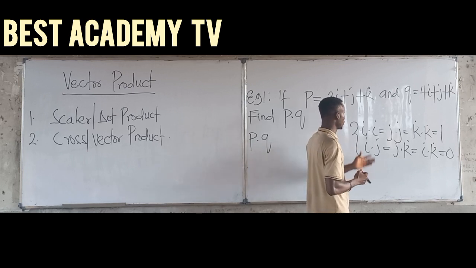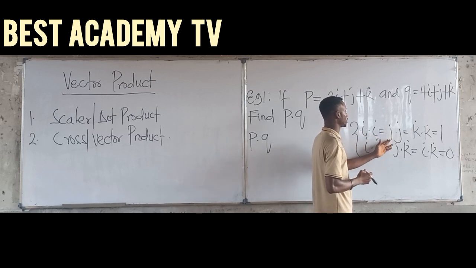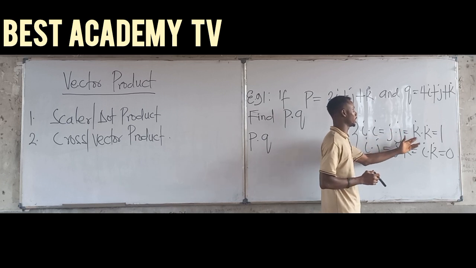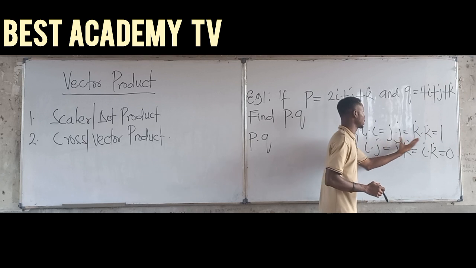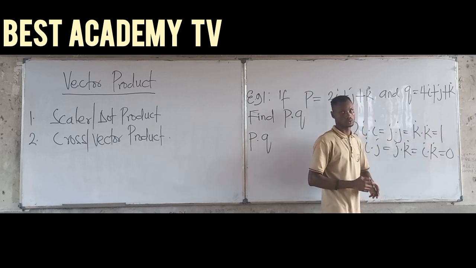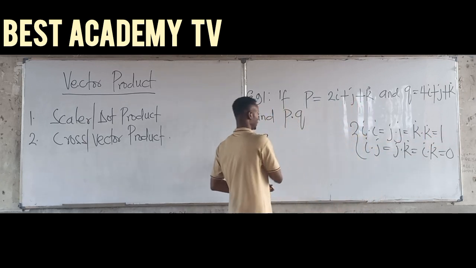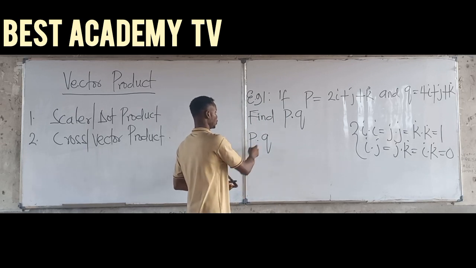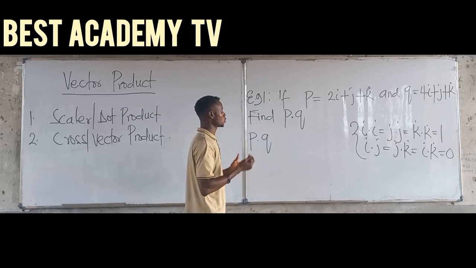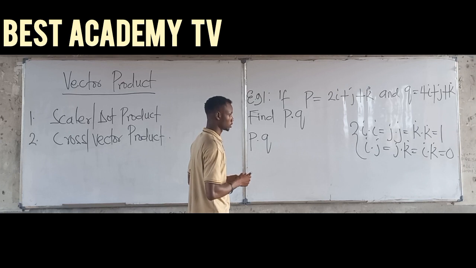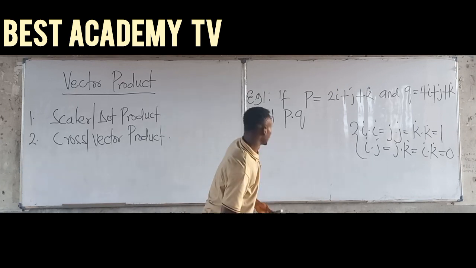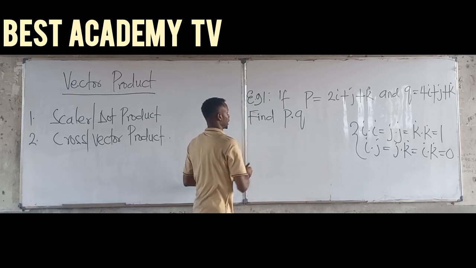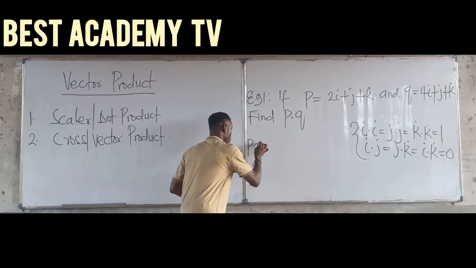So if i dot i is equal to j dot j is equal to k dot k equal to 1, it means that this is equal to 1, or this equal to 1, or this equal to 1. Please take note. So let's solve this. I have this to be P dot Q. So I'll replace this one after the other here.